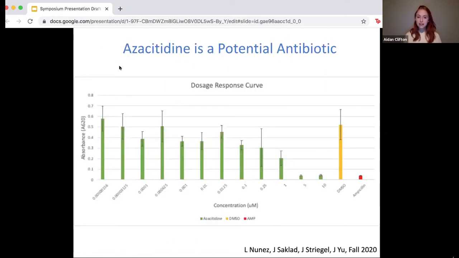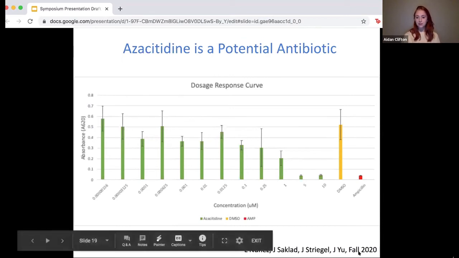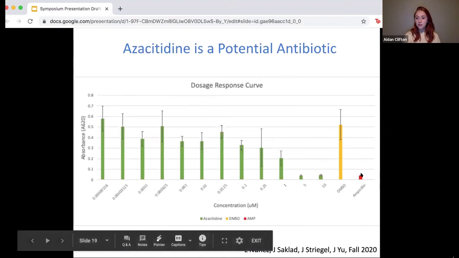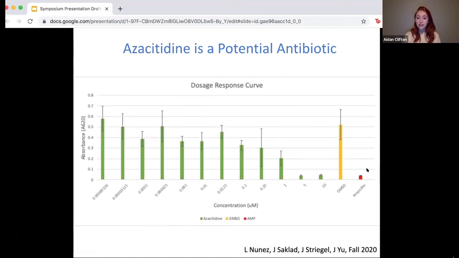The point is, they have the same goal. So we tested one chemotherapy called azacitidine as a potential antibiotic. Shout out to these folks, the ones who did the experiment. And as you can see, at a 5 micromolar concentration, it is almost just as effective as ampicillin. And that's really good. That's very promising. It shows that this could be a potential antibiotic.